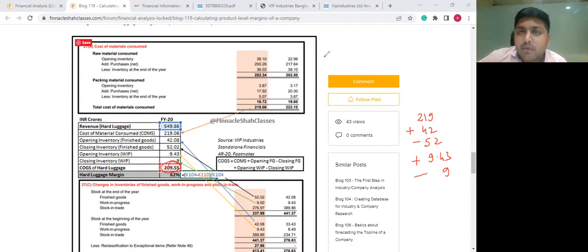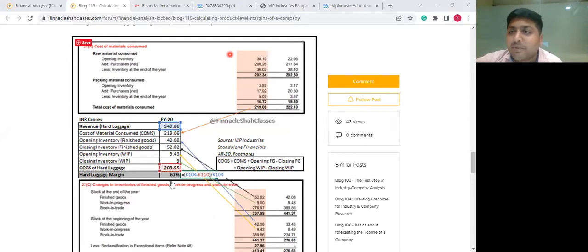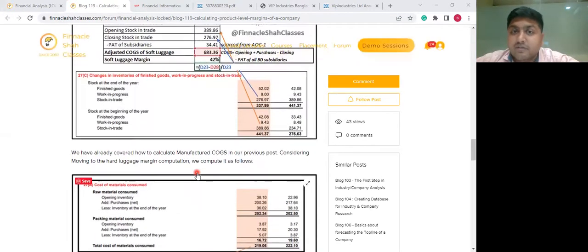That's the beauty. Now when you take a look at this, you will see that hard luggage has a profit margin of 62%. This is how you calculate profit margins for hard luggage and soft luggage across FY20.